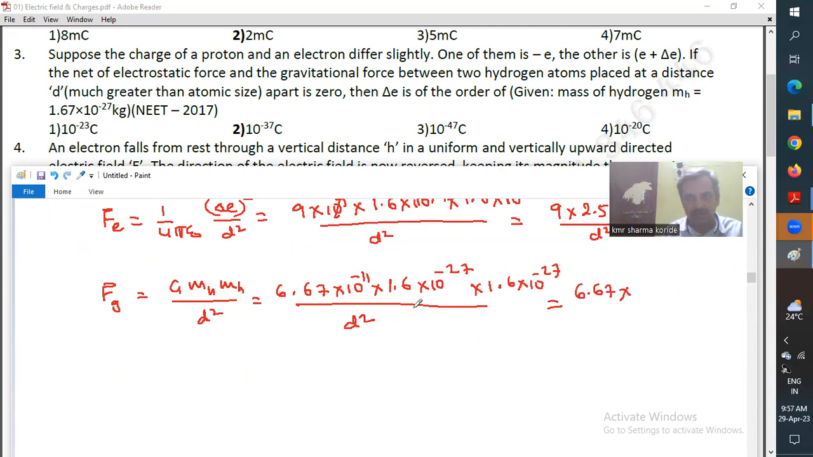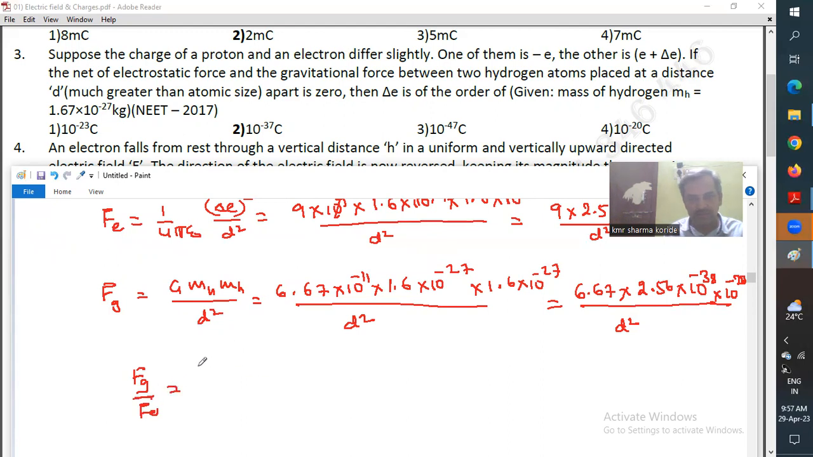6.67, and once again roughly 1.6, 1.6, that is 2.56, into 10 to the power of -11, -27, so -38, -38, with 10 to the power of -27, divided by d square. So otherwise this is 10 to the power of -65 by d square. Therefore let us divide FG and FE.